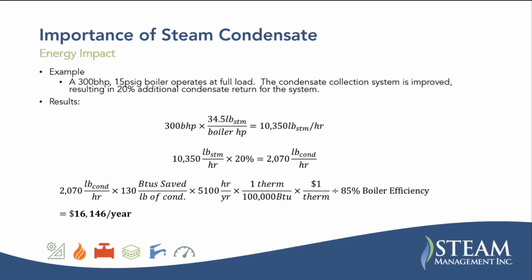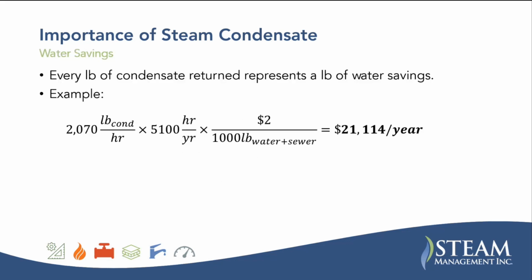This is only 5,100 hours per year, only one 300 horsepower boiler, and a pretty good efficiency. So there's actually some significant savings here and could be far greater than this for larger plants. And that is just fuel savings. So water savings, every pound of condensate collected and returned represents a pound of water savings. So you're paying water and sewer for the actual water, regardless of energy content. And so that's another $21,000 per year in this example for a $2 per 1,000 pound water and sewer cost.